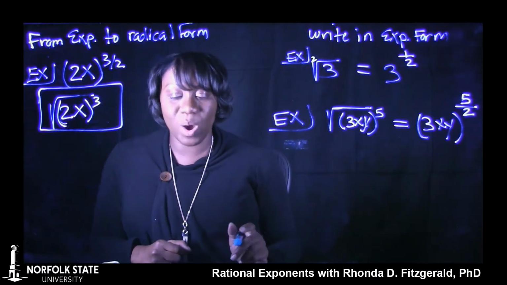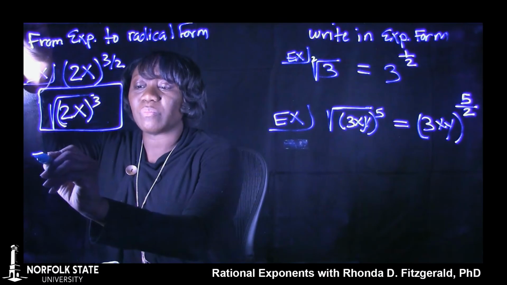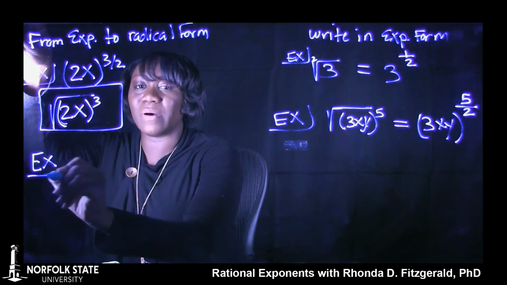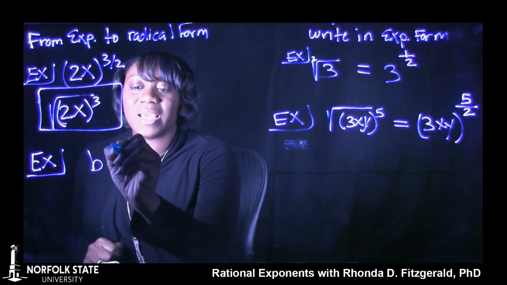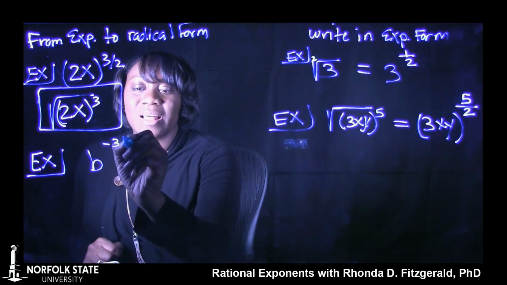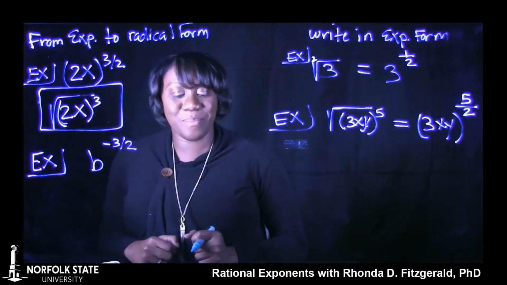So let's look at one other example. In this particular case, what if I have b to the minus 3/2 power?